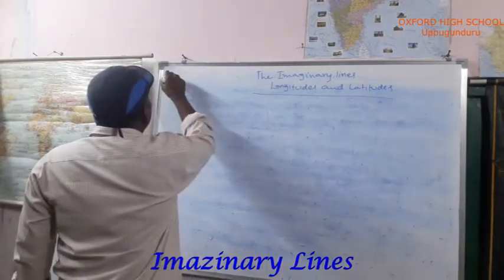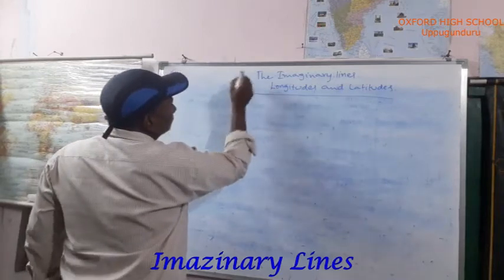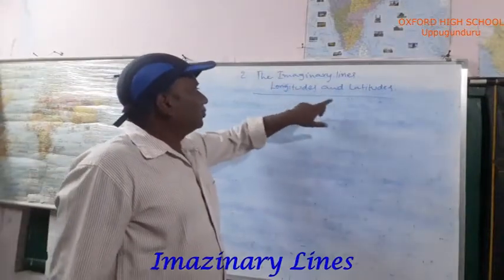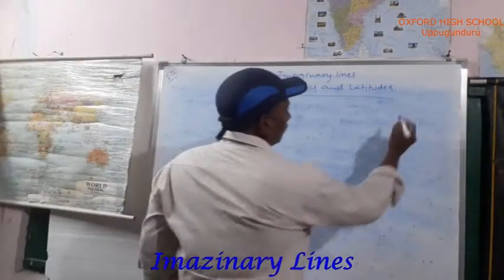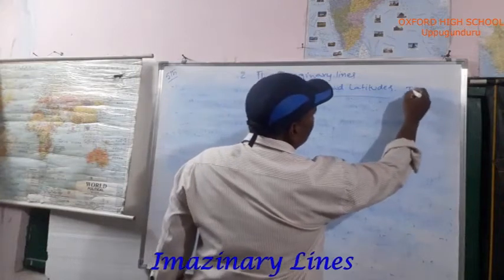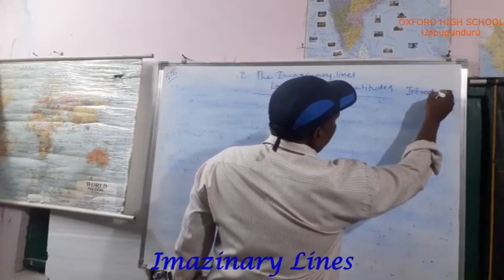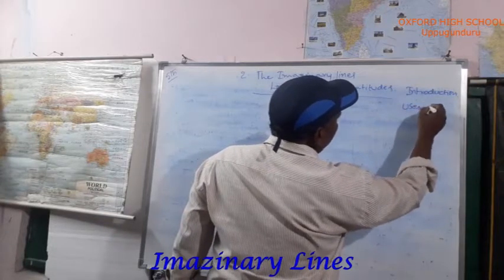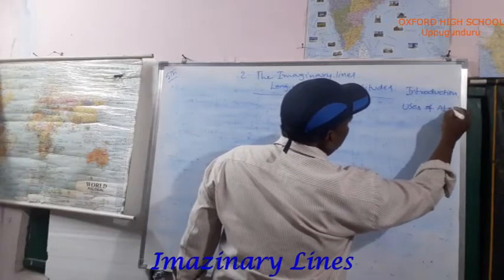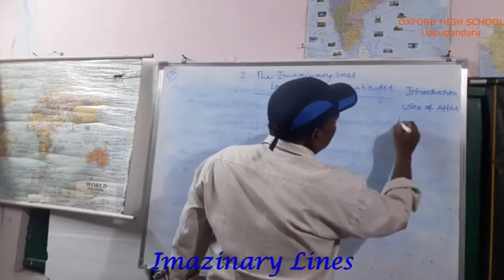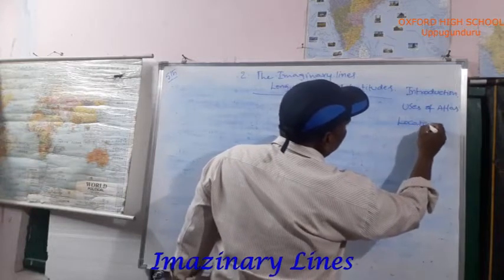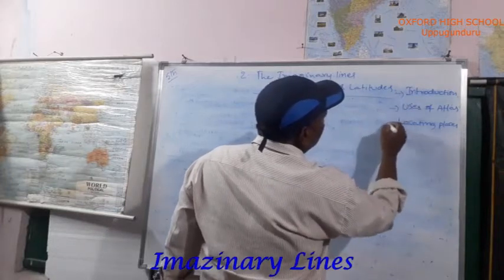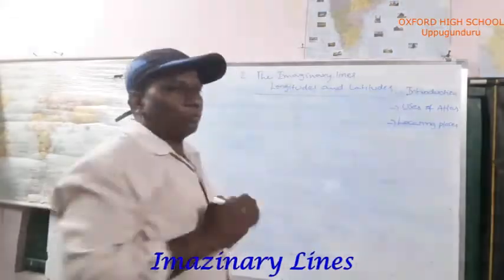Fifth class, second lesson. The imaginary lines, longitudes, and latitudes. First, I will explain the introduction, then uses of atlas, then locating places. These three subtopics now I am going to explain.